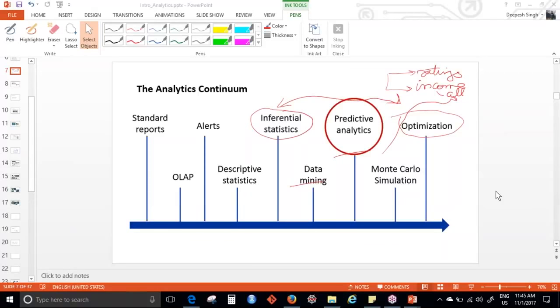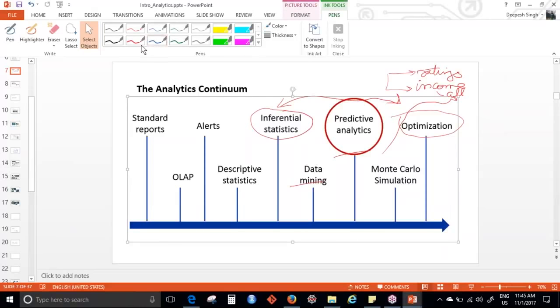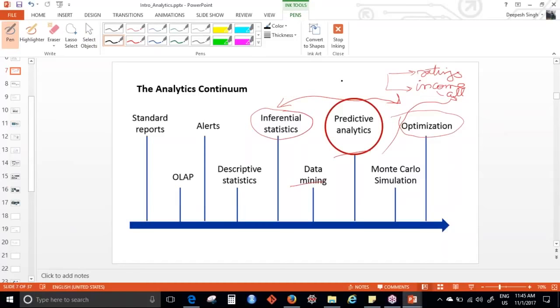Okay. So Lakshmipati is asking, where does hypothesis testing fit in this continuum? That is a part of data mining, you can say. Hypothesis testing or any other statistical concept will come under these three. This is where all the statistics will come. We will see later.